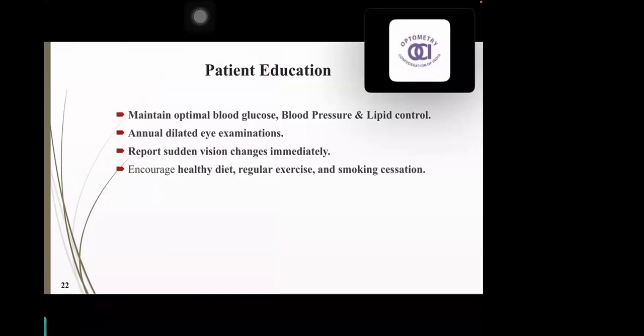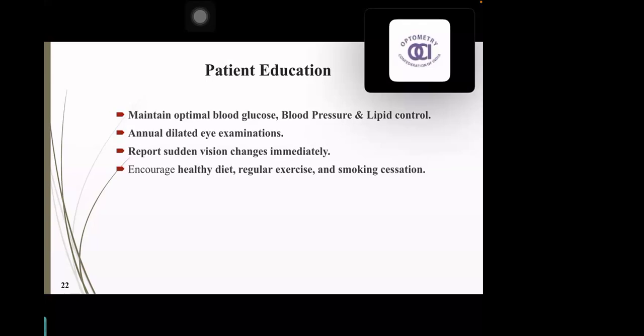We can treat the disease, perform surgeries, and give injections, but unless patients understand their role, long-term success is difficult. So here are some key messages we must communicate to every diabetic patient. Maintain optimal blood glucose, blood pressure, and cholesterol levels. These three parameters go hand in hand when it comes to protecting vision.